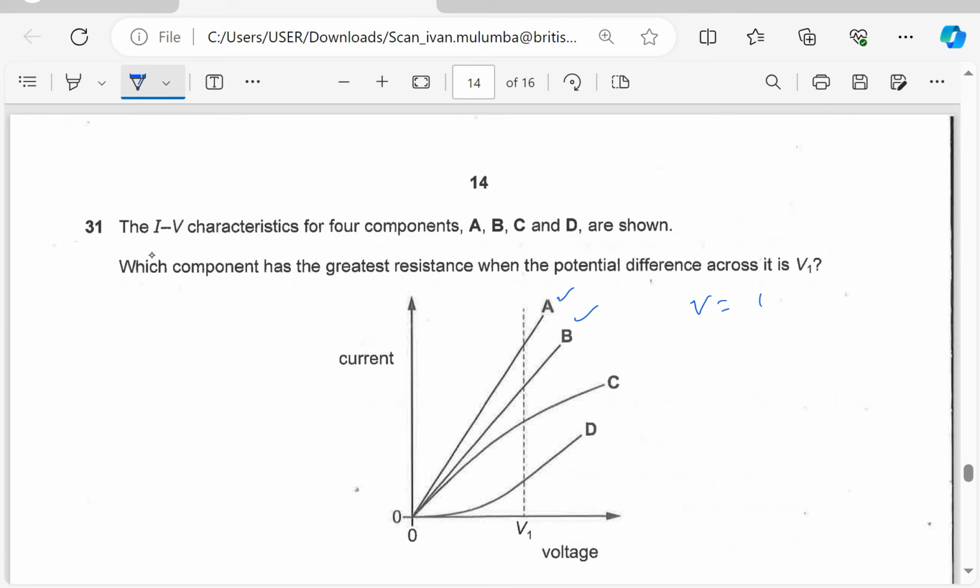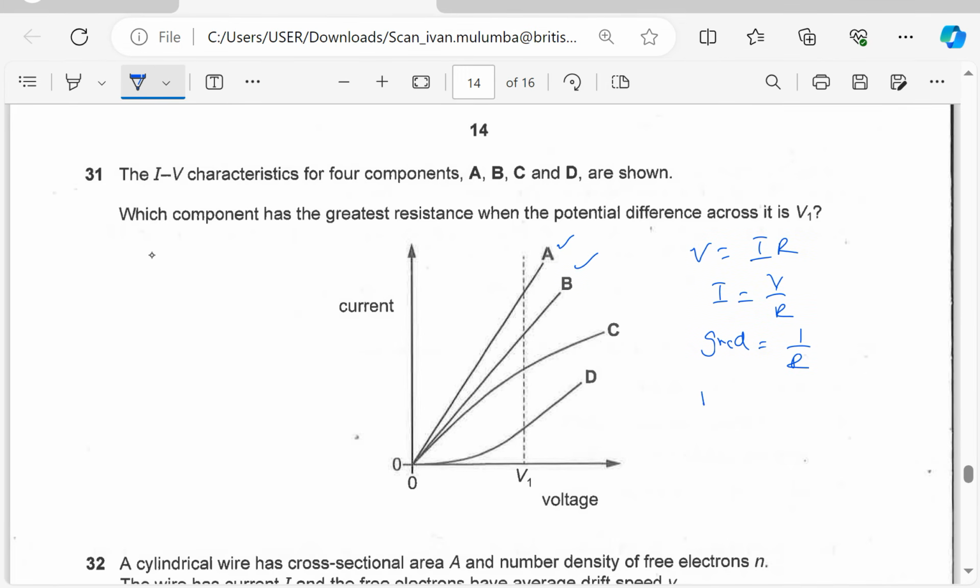if I use V is equal to I times R, making I the subject, I is equal to V over R, which means the gradient is going to be 1 over R. Or I can say R is equal to 1 over the gradient. So the line with the greatest gradient, or you can even compare the values of I with the values of R.